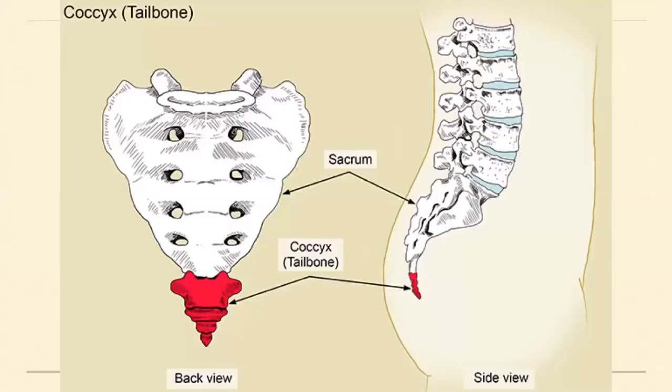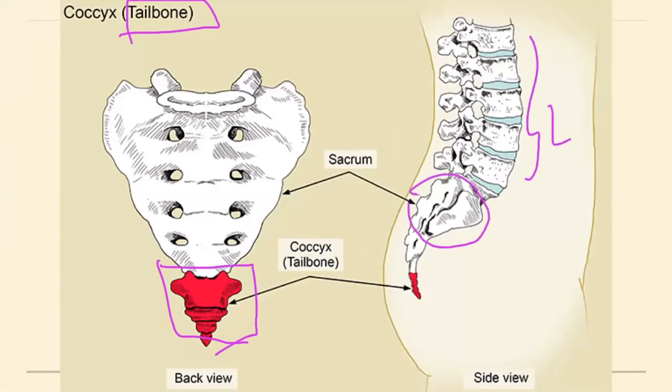So normally we call it the tailbone, right? It sits beneath the sacrum, right? This is the sacrum, this is the lumbar vertebrae, and this one is the coccyx, right?